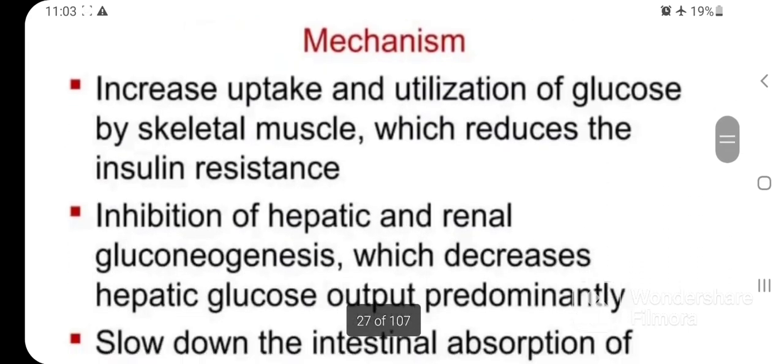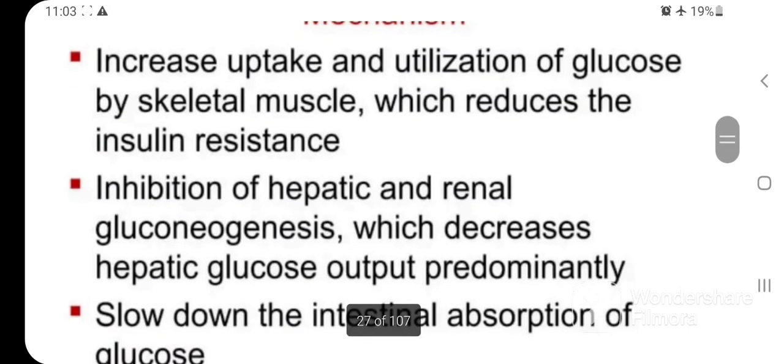Yes, mechanism of action. They will increase uptake and utilization of glucose by skeletal muscles. What they will do, with all these sulfonylureas or any type of hypoglycemic agent, is increase the uptake and utilization of glucose. The excess glucose present in the human body is taken up by the skeletal muscles, which reduces insulin resistance. Then inhibition of hepatic and renal gluconeogenesis.